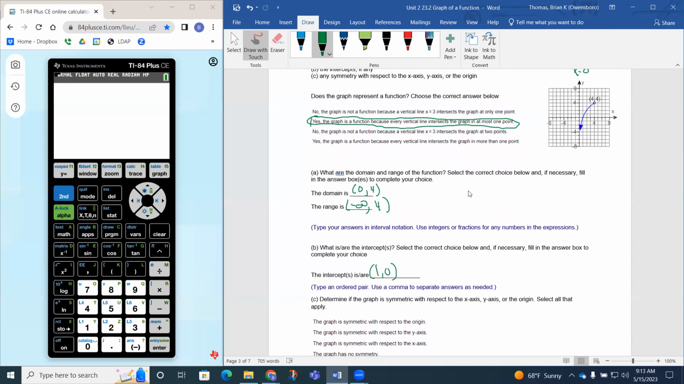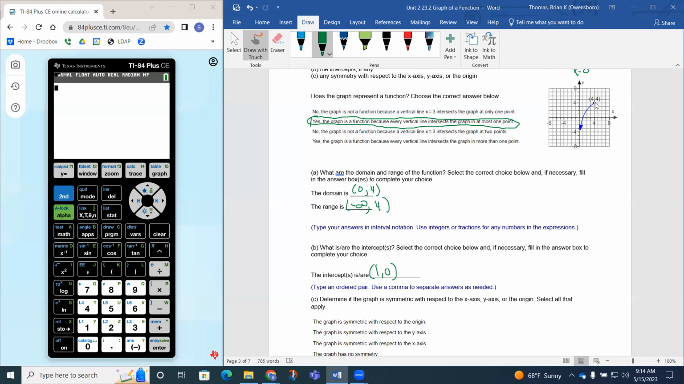So as far as symmetry goes, for y-axis symmetry, the graph has to mirror itself across the y-axis. So if there's this point (4, 4), there's got to be another point over here, (-4, 4). I don't see it. So there's not y-axis symmetry. For x-axis symmetry, if there's a point at (4, 4), there's got to be a point reflected over the x-axis, which would have to be at (4, -4). And I don't see a point down here either. So the graph does not look like it's mirrored across the x-axis.